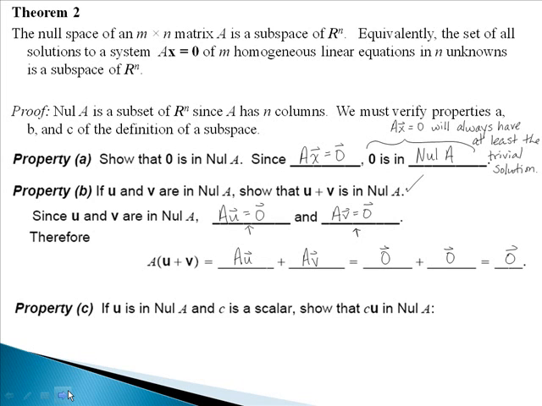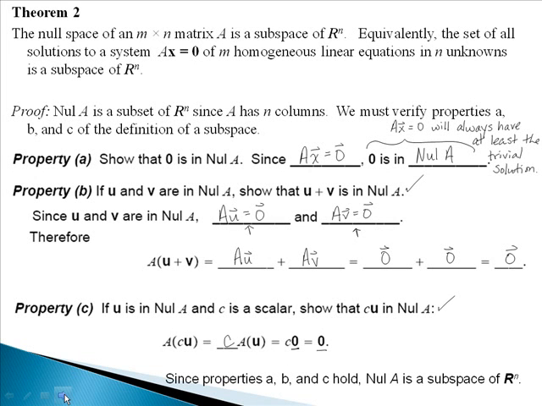So if U is a vector in the null space of A and C is a scalar, we want to show that C times U is also in the null space of A. So we know with our rules of matrices that when I multiply my matrix A times C times U, I can pull that scalar out and it's C times AU. But since U is in the null space of A, I know that A times U is the 0 vector. So I have C times 0, which is simply 0. So then I know that CU is in the null space of A, and it's closed under scalar multiplication.